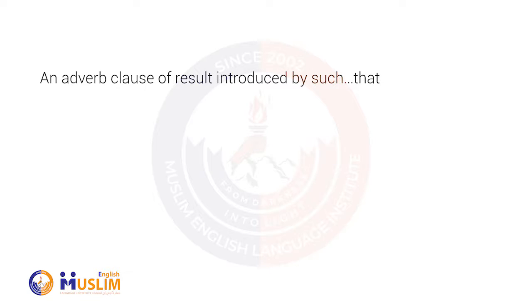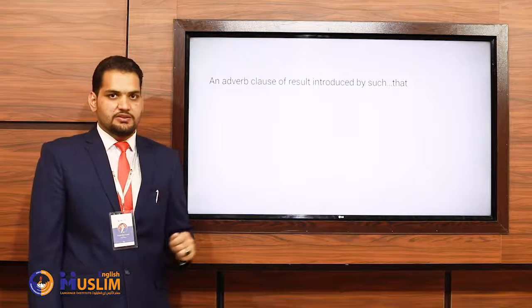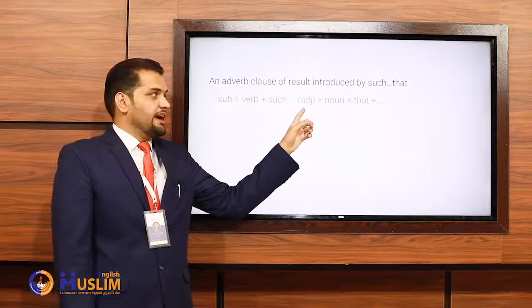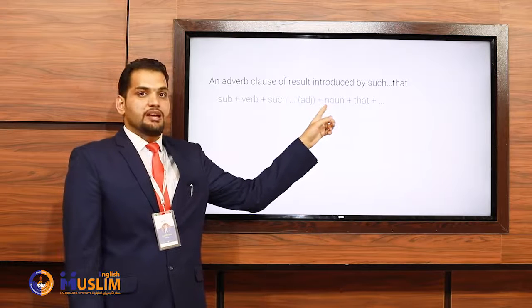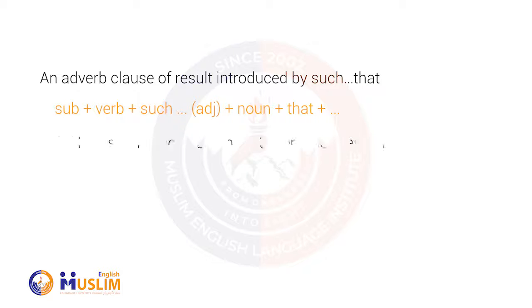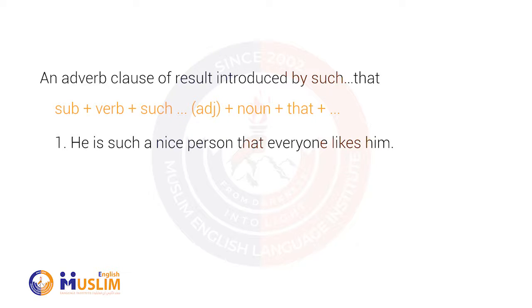Now let's talk about an adverb clause of result that is introduced by such that. So it has only one structure. Subject plus verb plus such plus adjective. Here also we use an adjective between such and that. But remember, after the adjective you have to use a noun plus that plus rest of the sentence. For example, number 1. He is such a nice person that everyone likes him.